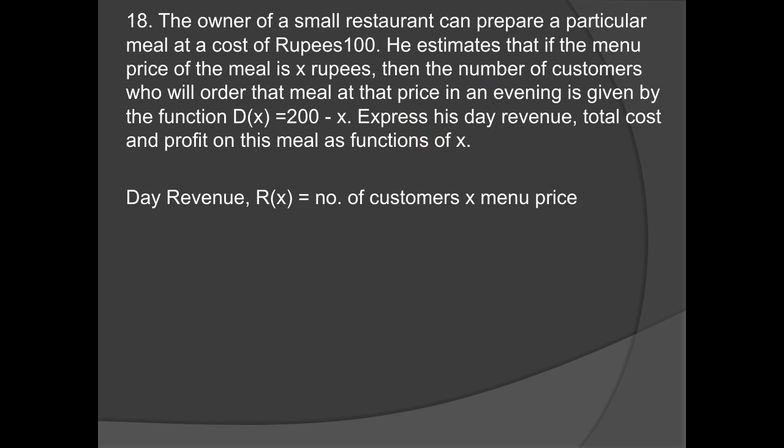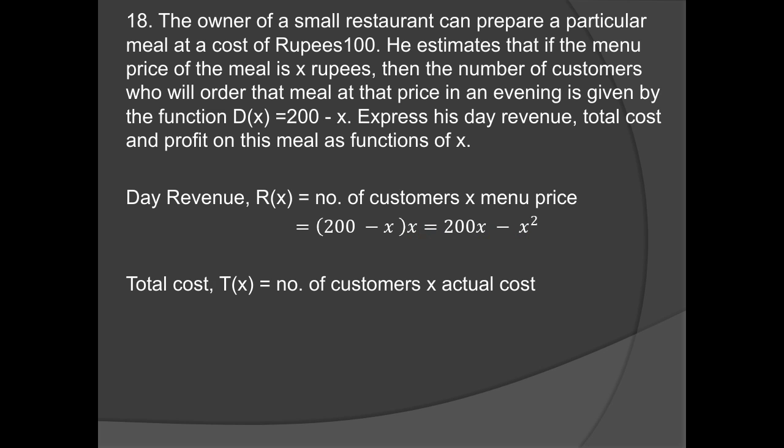Okay. Now see, day revenue. So revenue I have written as r of x. Revenue means the total sales amount. So number of customers into menu price. Okay, so number of customer function is nothing but d of x, which I have written here. What is the menu price? Menu price is x. So into x. So 200x minus x square.